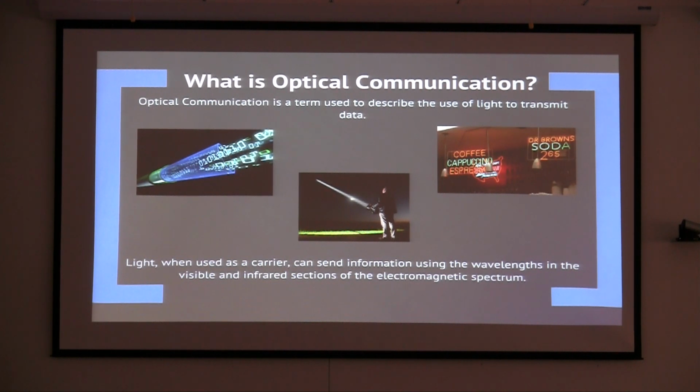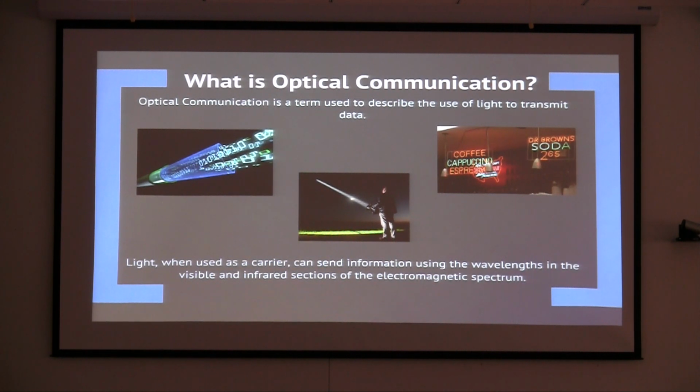So that can mean using a flashlight to spell out SOS in Morse code. It could be flashing your headlights at someone as you drive by to let them know that their headlights aren't on. It can be the internet using fiber optic cables, sending infrared waves through the actual fiber optic cables. It can be as simple as using neon lights to say that you're selling coffee at that store. So that is what optical communications is.